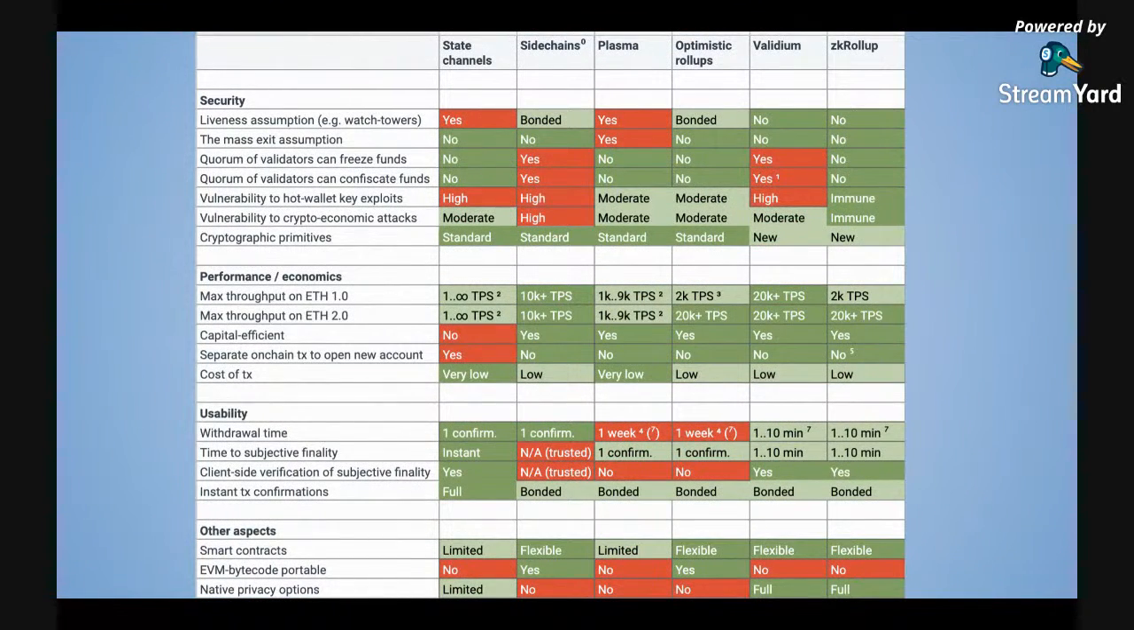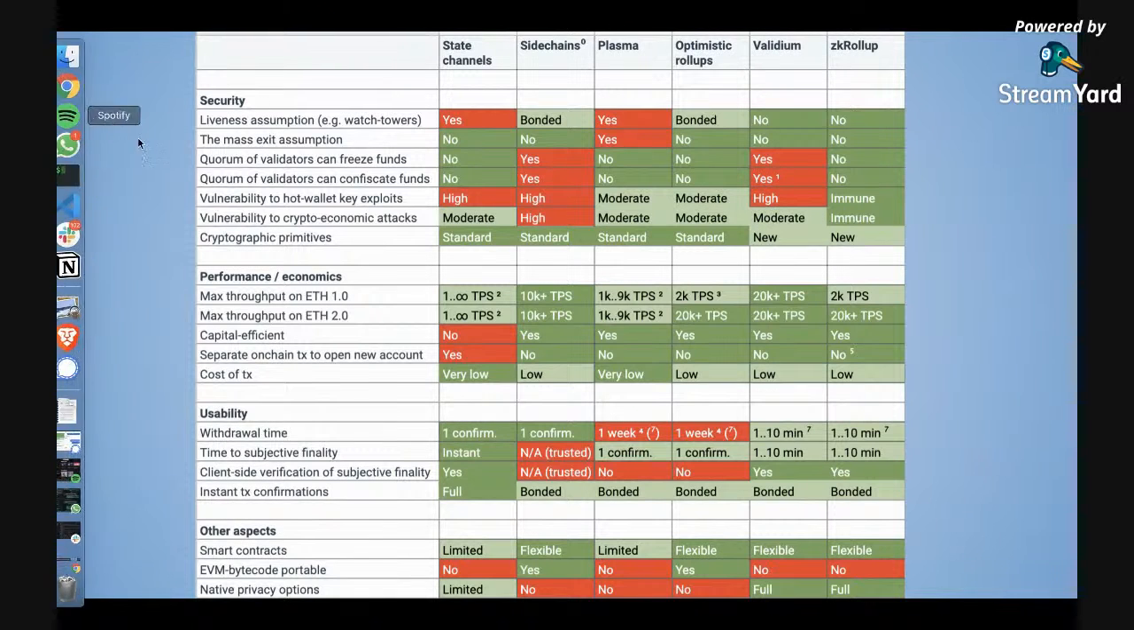Okay, here's where we get to the big comparison between all these different solutions. So state channels such as Raiden, side chains such as Matic, Plasma such as OMG Network, optimistic rollups such as Optimism, Validium, and ZK rollups. ZK rollups being ZK Sync, and I think Validium is StarkWare, or they've got a product called StarkEx.